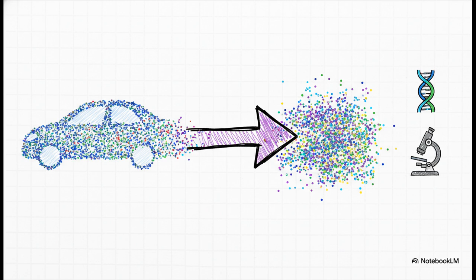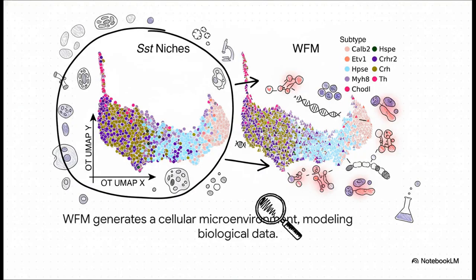Because it operates on distributions, you can apply it to any system that can be described as a collection of points. And that includes incredibly complex, high-dimensional data straight from the world of science. For instance, just take a look at this. On the left, that's real biological data representing a complex cellular microenvironment. Every dot is a cell with its own unique properties. And on the right, that's a brand new microenvironment generated by WFM. It actually captures the intricate structure and the relationships between the different cell types with remarkable accuracy. This shows its potential as a seriously powerful tool for scientific modeling and discovery.